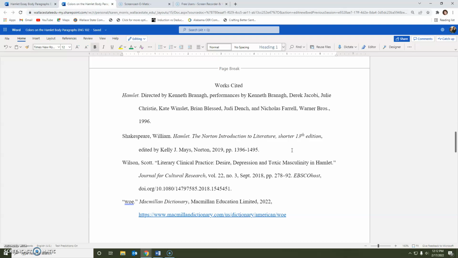I believe the updated version of the anthology we will use next semester does not have Hamlet in it, so we'll be using another source. Here's how to cite the secondary source or a dictionary definition.